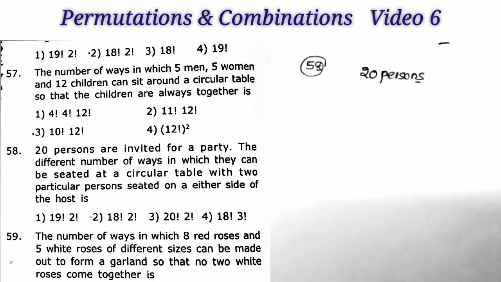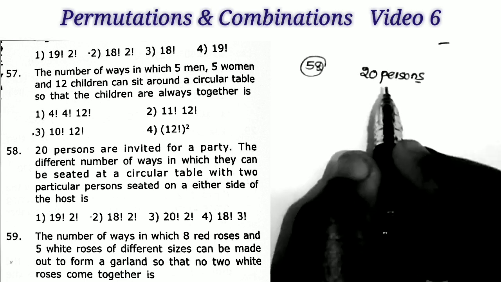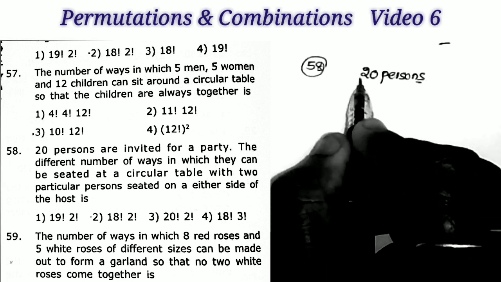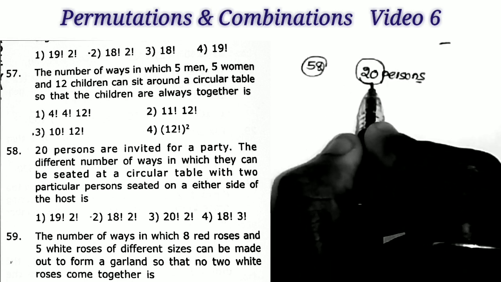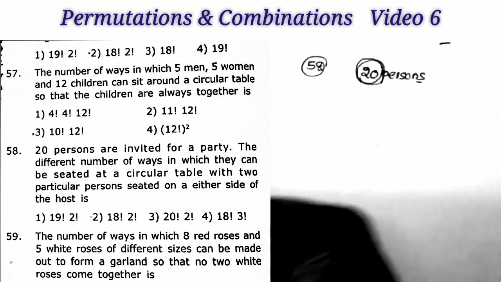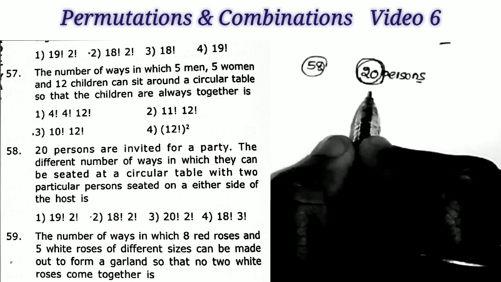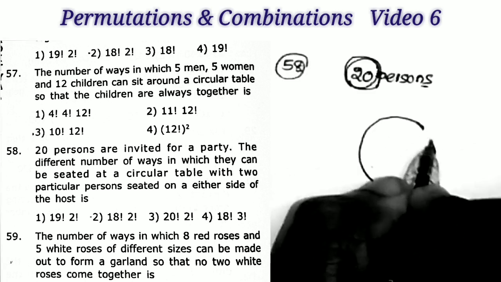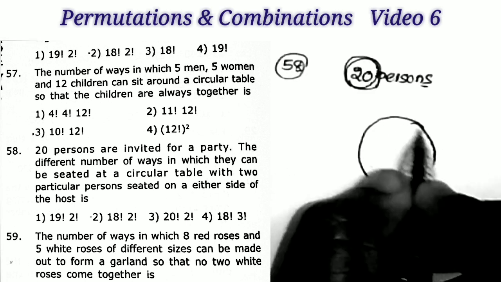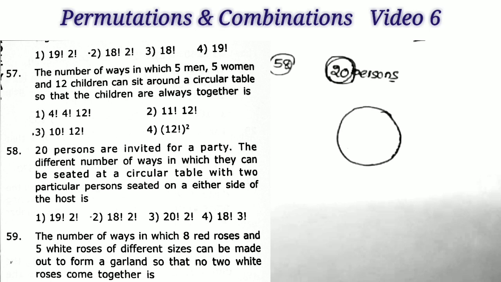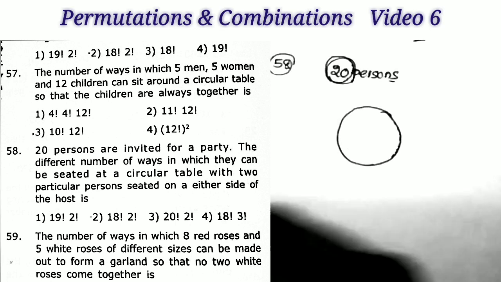20 persons are invited for a party. The different number of ways in which they can be seated at a circular table with two particular persons selected on either side of the host is equal to what? So here the question is: 20 persons are going to a party, and what is the number of ways of arranging all the 20 members in a circular way? We have to arrange the 20 members in a circular way, but the condition is two particular persons seated on either side of the host.